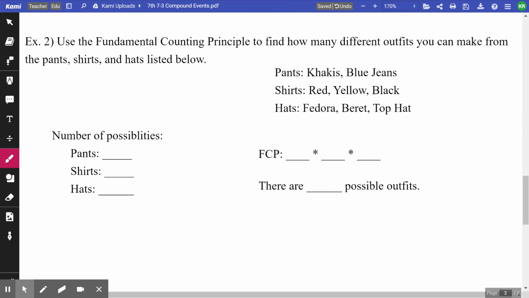So I want you to try to do this on your own. You're going to use the fundamental counting principle to find out how many different outfits you can make from the pants, shirts, and hats listed below. Go ahead and pause the video, try it on your own. Okay, if you paused the video, you should have gotten there are 2 pairs of pants, there are 3 shirts, and there are 3 different types of hats. So therefore, we're going to do 2 times 3 times 3. 2 times 3 is 6, times 3 is 18, so there are 18 possible outfits.